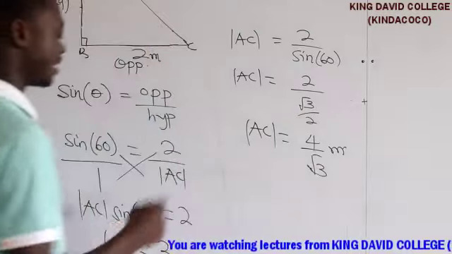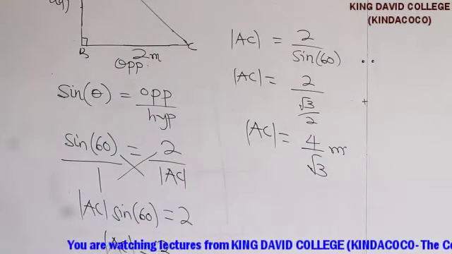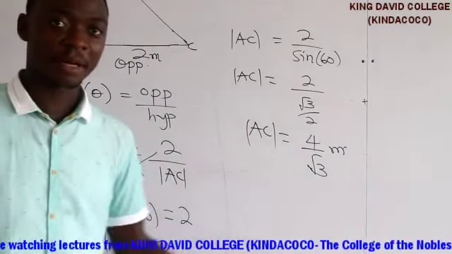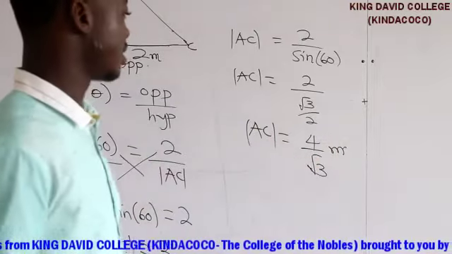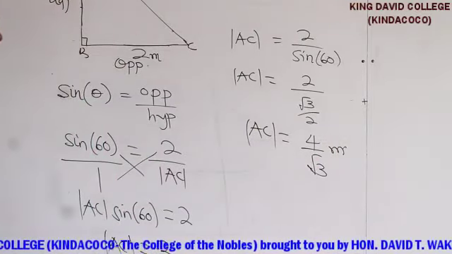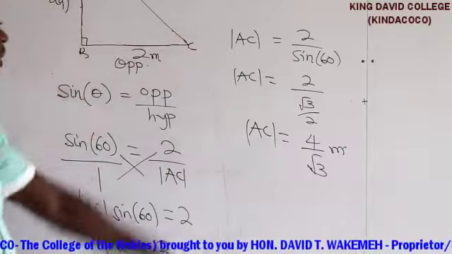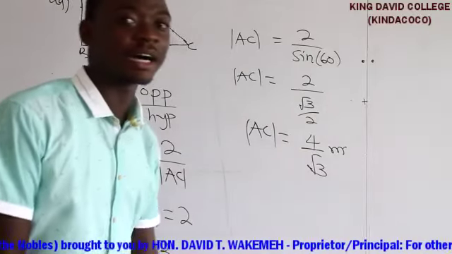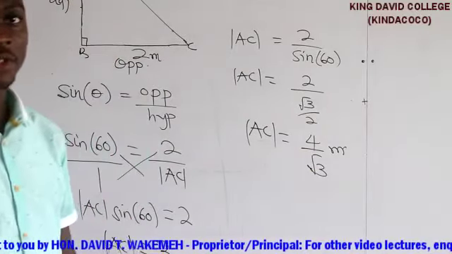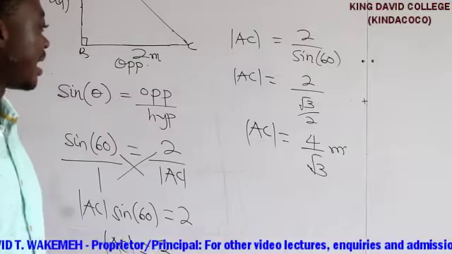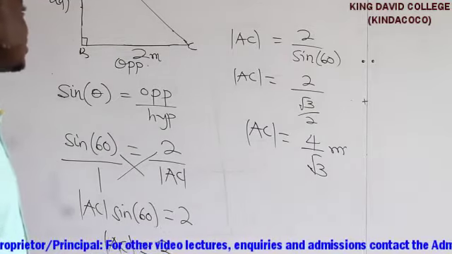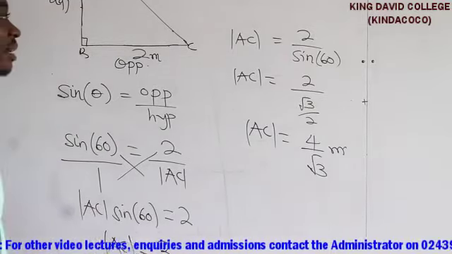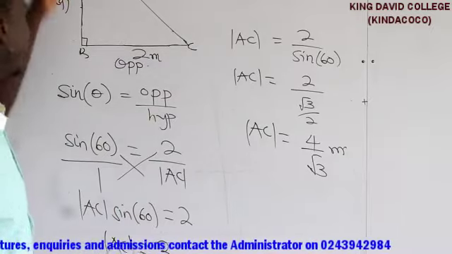You can convert this to decimals. If the question asks you for 2 decimal places or 3 decimal places, you can just quickly do that. So we know that the hypotenuse now is 4 over root 3. Now if we know the hypotenuse, we can use any of the rest to find this AD.